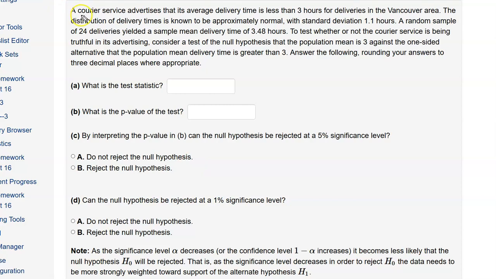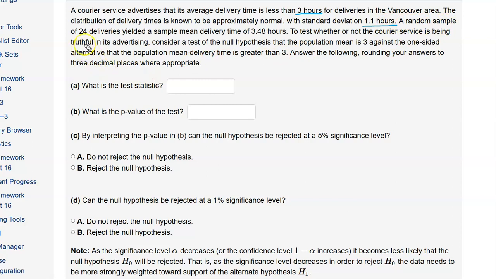Now let's take a look at this example from our WebWork homework sets. So here, a courier service advertises that its average delivery time is less than 3 hours for deliveries in the Vancouver area. Now let's assume that the distribution of delivery times is known to be approximately normal, with a standard deviation of 1.1 hours. So that's actually our population standard deviation.